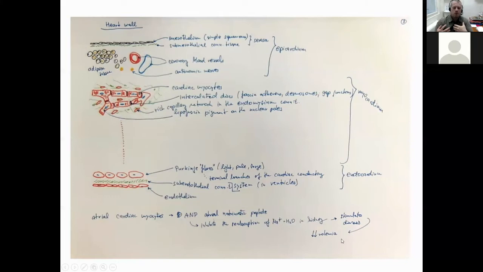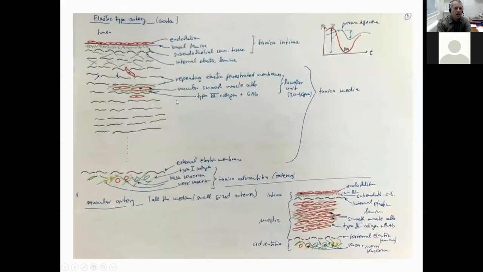So it's like a negative feedback mechanism that prevents overloading of the heart in some limits. So think about cardiac myocytes not only as contractile cells, but also producing action potentials, and some even producing hormones. Now, the difference between elastic versus muscular arteries.